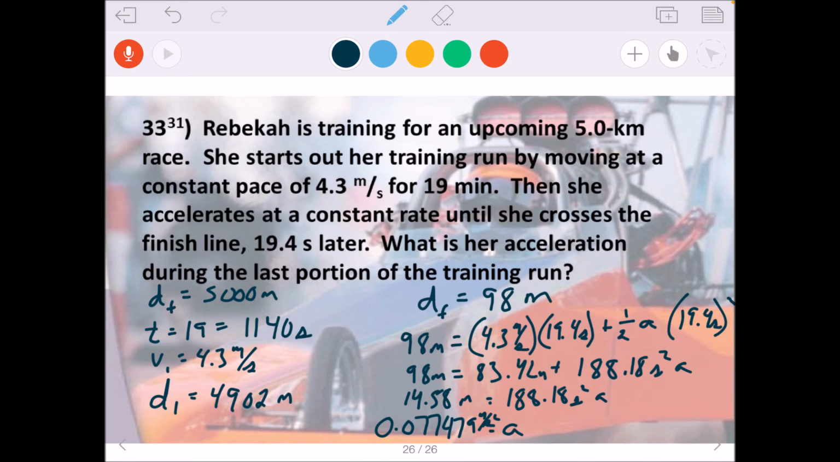Now for my sig figs. I've got 2 here, which means I only really have 2 here when I do my subtraction. Over here I have 3, so when I do my division I'm going to be left with 2. That gives me a total of 0.077 meters per second squared.